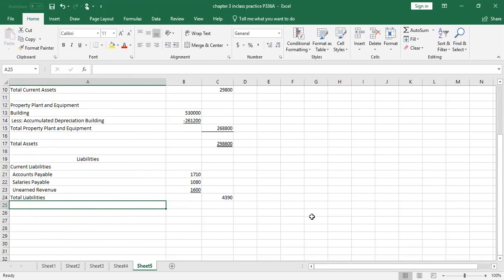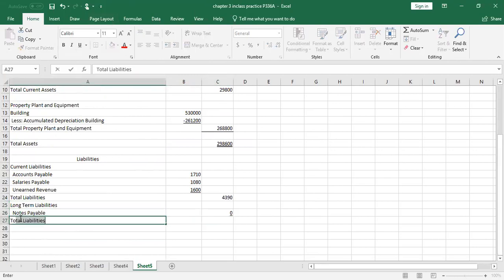So we've reported all of our liabilities, but let's pretend there was a notes payable. We're just going to say it's a zero balance. What we will do then is put long-term liabilities, notes payable, 0, and then we would do an overall total liabilities.